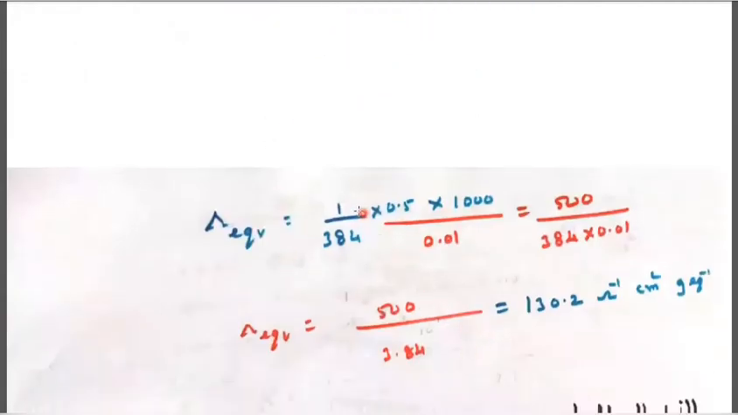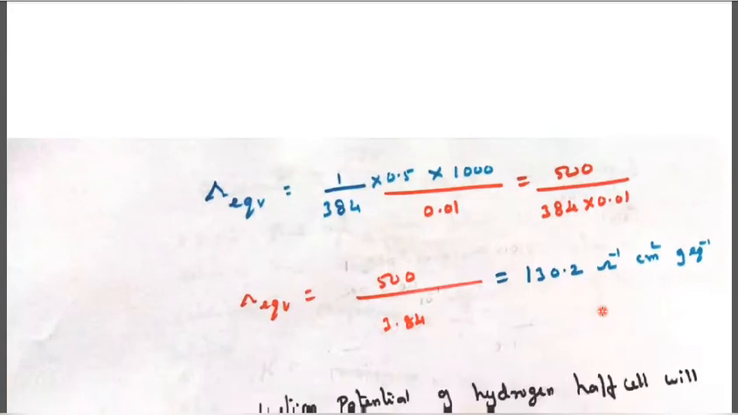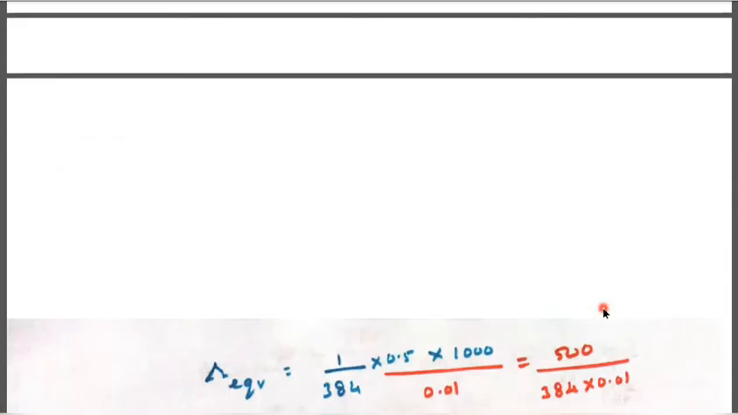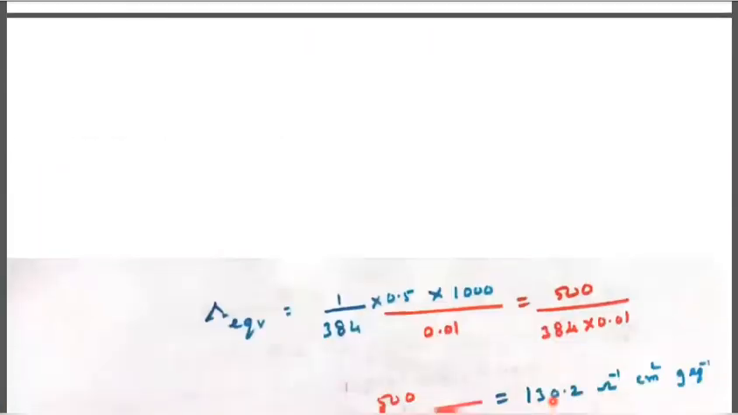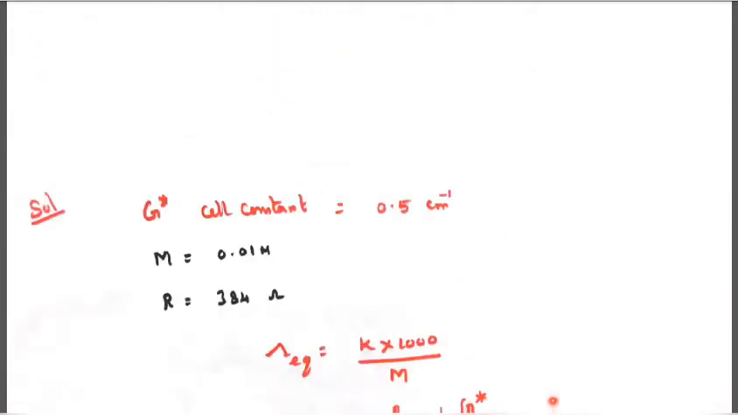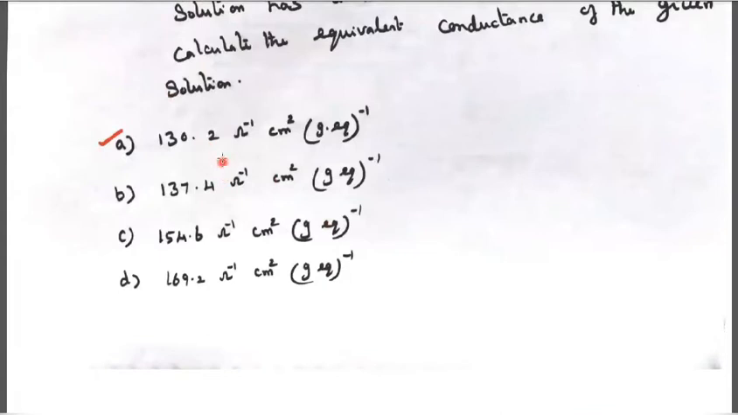Substituting this straight away: 1 by 384 into 0.5 is the kappa value, into 1000 divided by the molarity value. So 500 divided by 384 into 0.1, we are getting 3.84. So we are getting 130.2 per ohm centimeter square gram equivalent. 130.2 is the first answer, the correct answer.